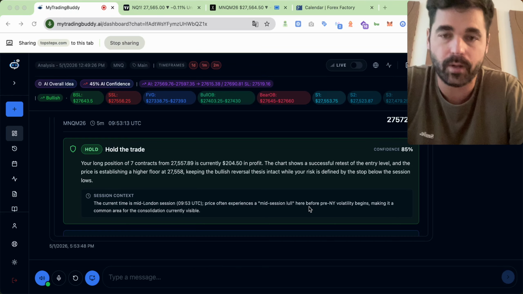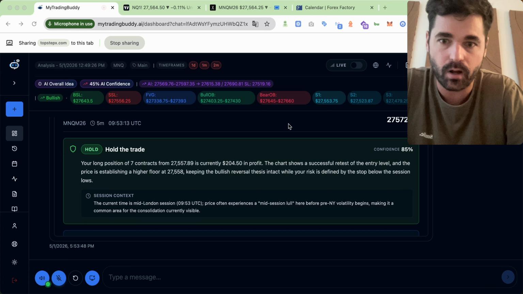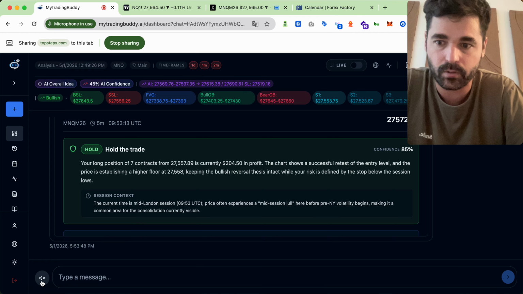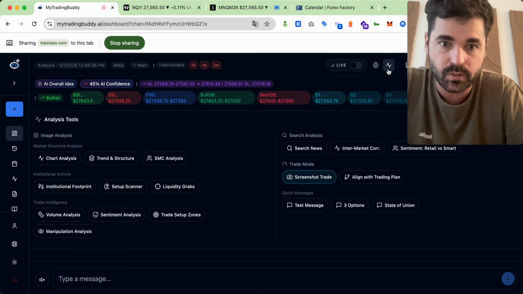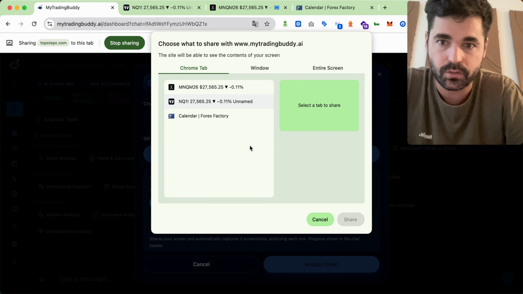Hey guys, I want to explain two features you can use while you're in a trade to really help you within MyTradingBuddy. So if you saw yesterday, for example, I'm gonna turn off the voice. There was a new feature called Screenshot Trade. And so you'll just do this, you'll take a screenshot.